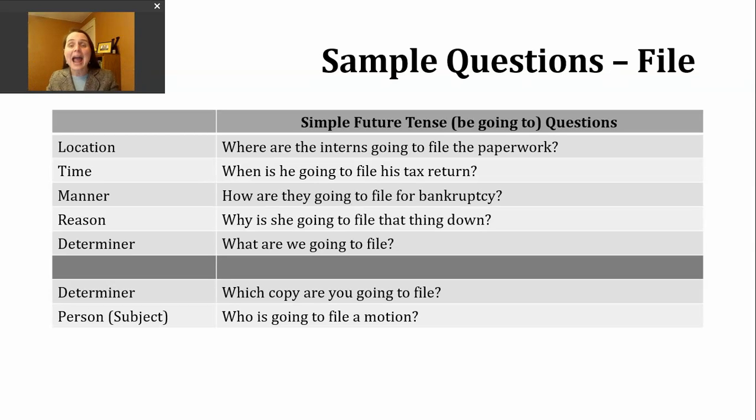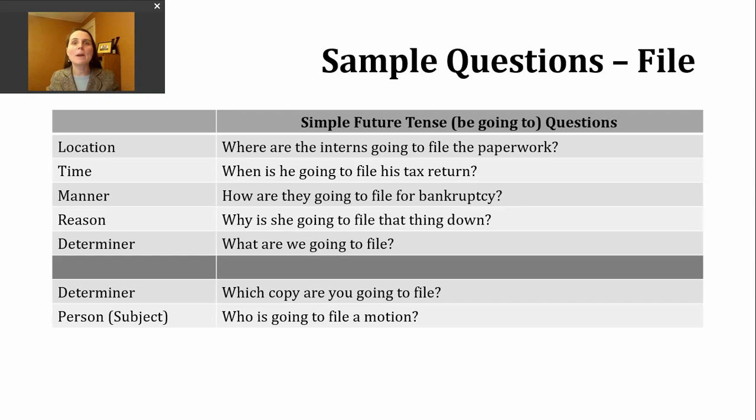If we want to ask a question about the reason someone is doing some action, or in this case in the future is going to do some action, we would use the question word why. Why is she going to file that thing down? Okay, so this would go back to that rubbing until something is smooth. We have the determiner what. What are we going to file?